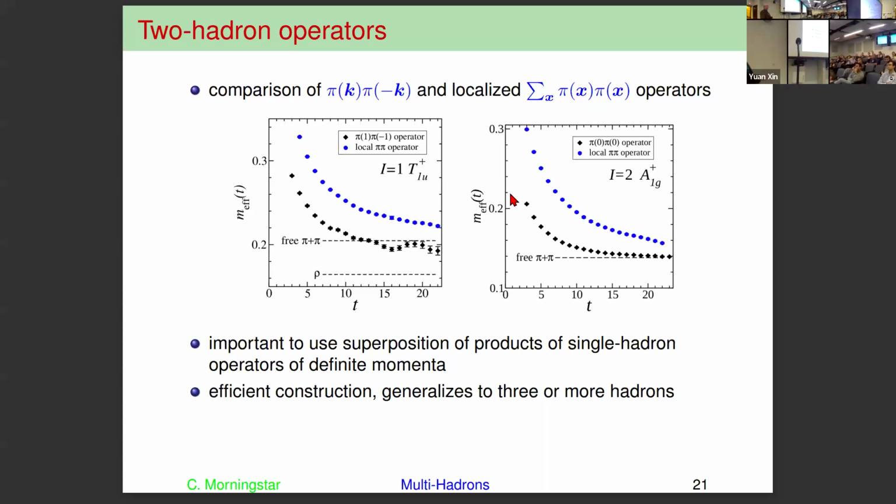This one is much easier for us to calculate with. We can use the point-to-all trick, which we've used for many, many years. But the problem is these operators don't work very well; they have a lot of excited state contamination. These are much better. The black is from this kind of operator, and the blue is from this kind of operator. You don't even get to the expected energy with the first kind, so you really have to use these.